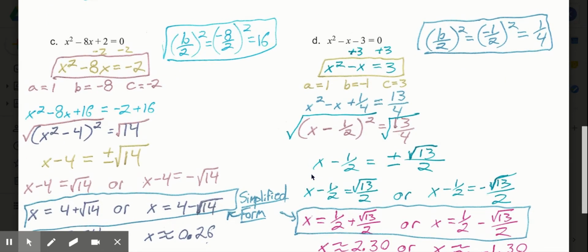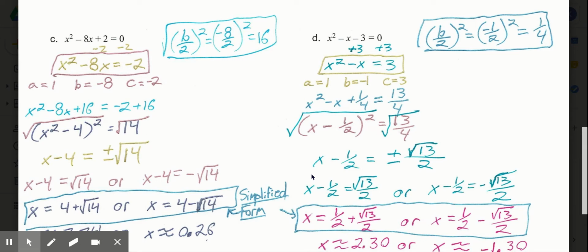Then we have examples C and D. So in C, we have x squared minus 8x plus 2 equals 0. We need to get that 2 to the other side, so we have to subtract 2 from each side. So the equation we're going to use is x squared minus 8x equals negative 2. So A equals 1, B equals negative 8, and C equals negative 2.